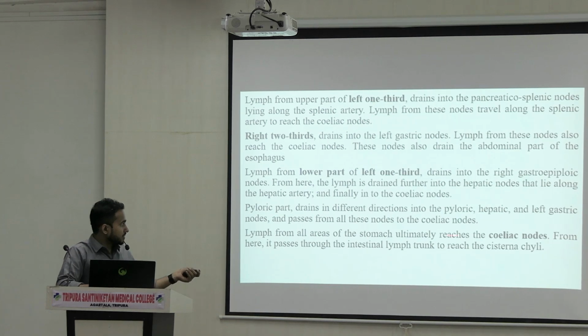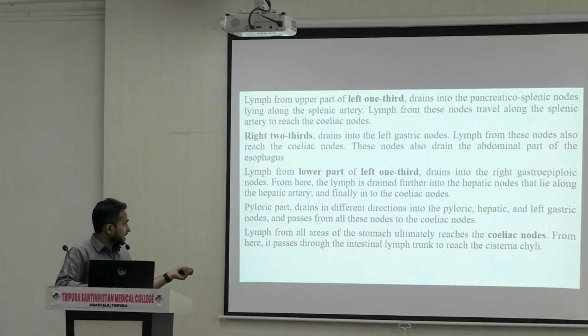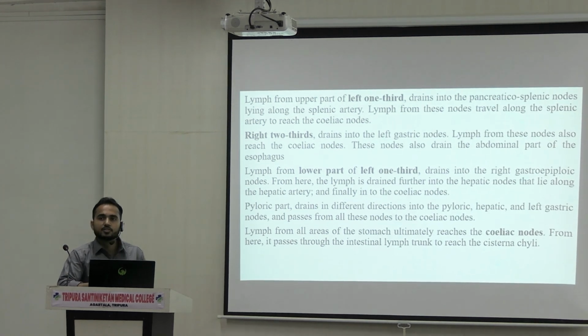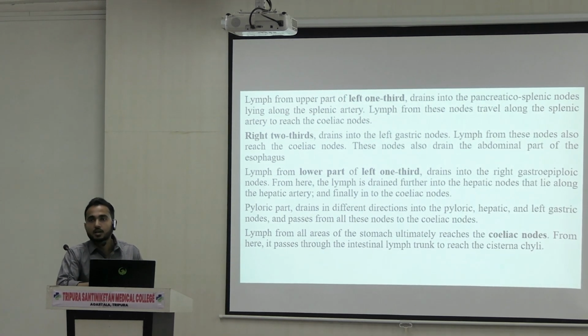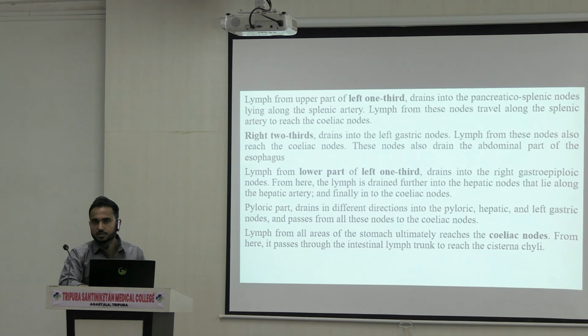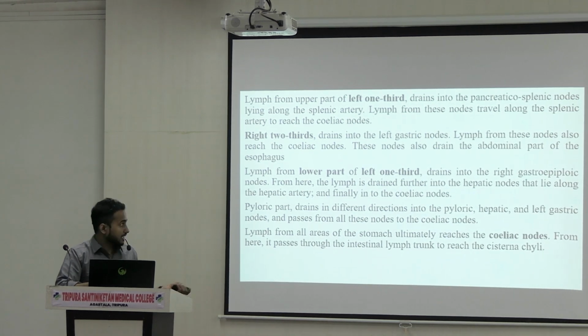Ultimately it will reach the celiac nodes, and from there it will reach the intestinal lymph trunk, and from the intestinal lymph trunk it will go to the cisterna chyli, and from the cisterna chyli it will go to the thoracic duct. This is how the lymphatic drainage of the stomach takes place.